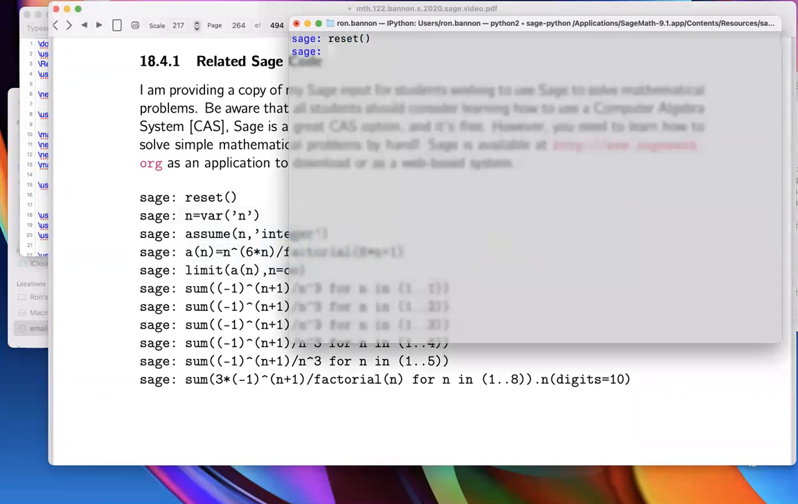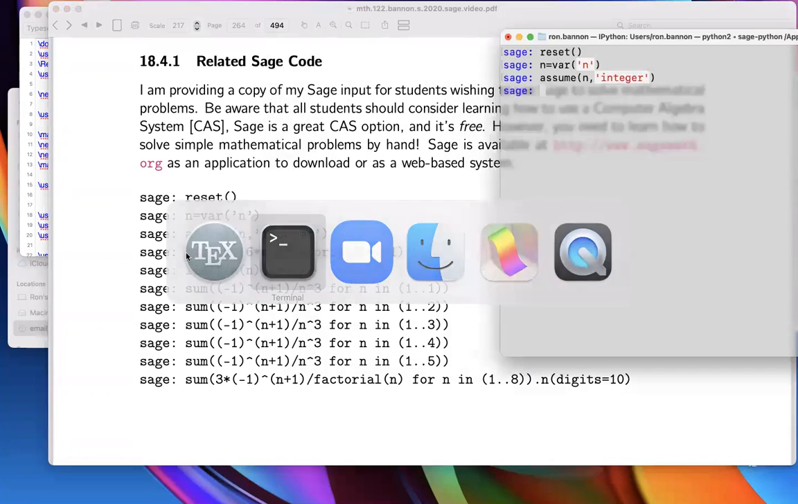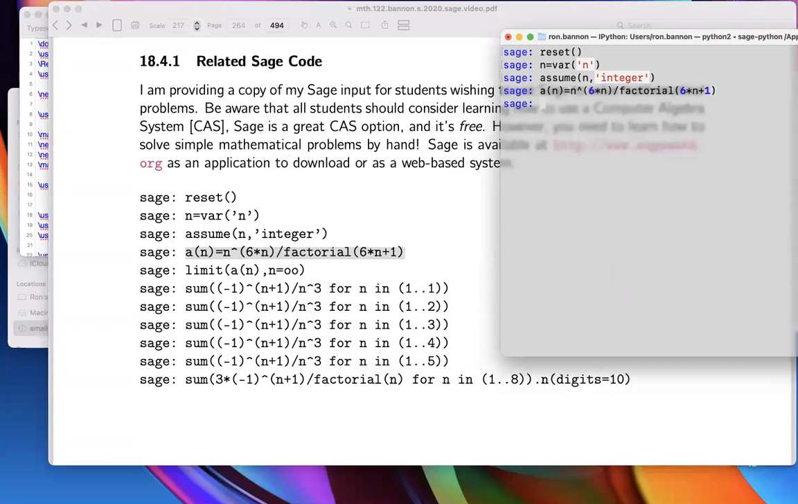Reset, n is a variable now. I'm going to say n, and then what do you get over here? Assume that n is actually an integer. All right. And then, maybe I'm a little tired, so let's put this down. Okay, that's done.